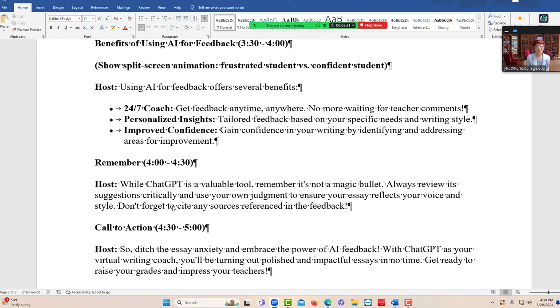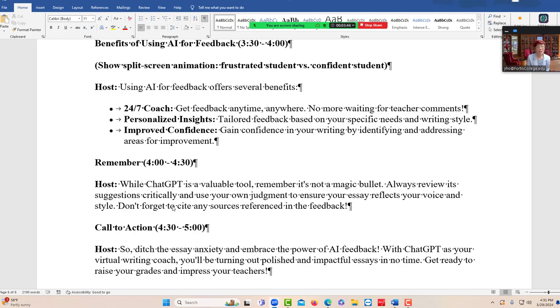And so ChatGPT is like your 24/7 coach. You can get feedback anytime, anywhere. No more waiting for teacher comments. Tailored feedback based on your specific needs and writing style. Improved confidence: gain confidence in your writing by identifying and addressing areas for improvement.